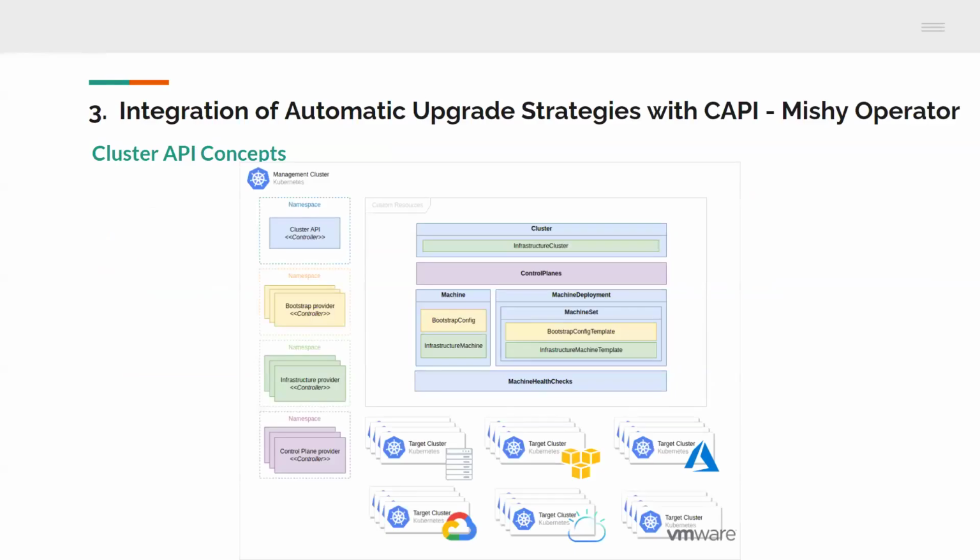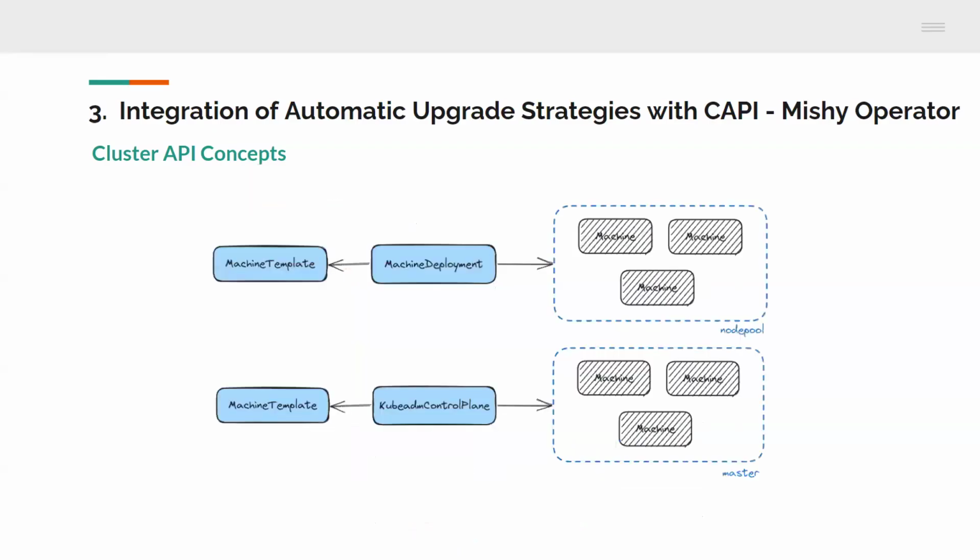About the Cluster API concepts, you have many components here like Cluster API, bootstrap provider, infrastructure provider, and control plane provider, but I will just talk a little bit about the small ones. You can see the architecture of Cluster API. With the machine deployment, it will have a machine template, like the image of the node and the Kubernetes version of the node, and it will provision the machine nodes for you as a node pool. The control plane also has a machine template, so you can use it to provision the master nodes with the same configuration.